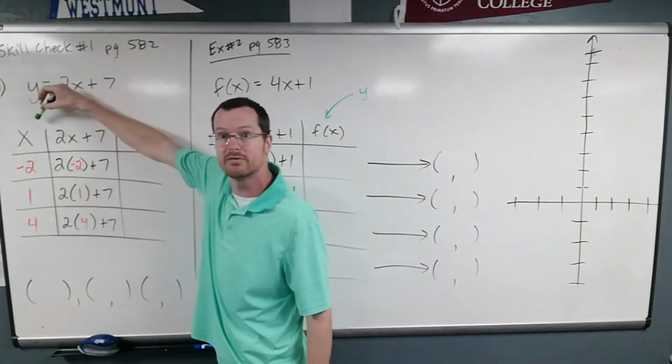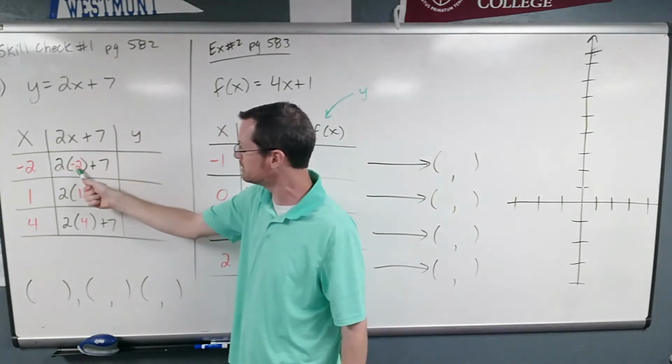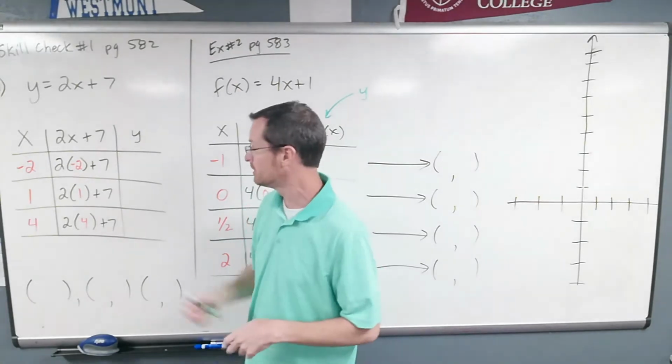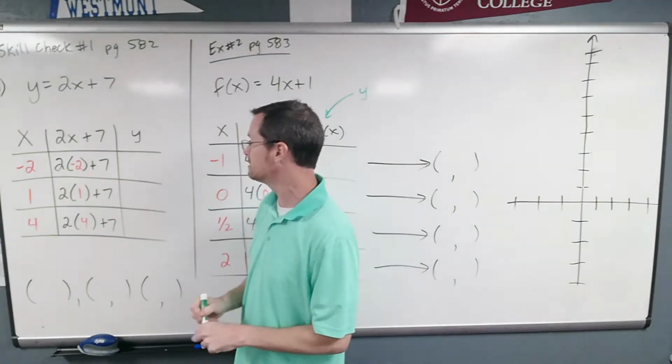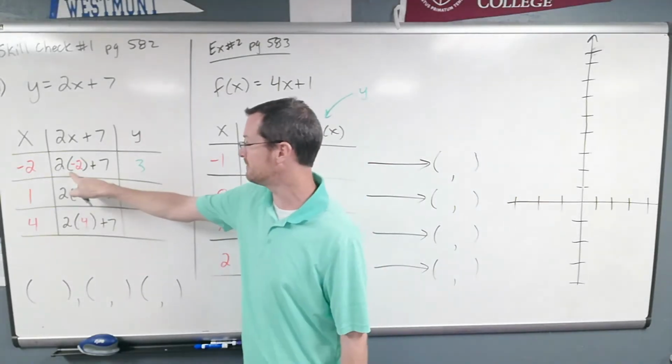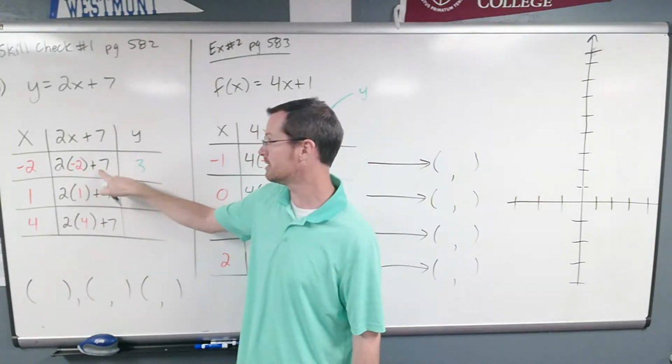We plug in a negative 2 for our x value. So 2 times negative 2, that's negative 4. Negative 4 plus 7 is going to give you 3. Okay, negative 4 plus 7 is 3.